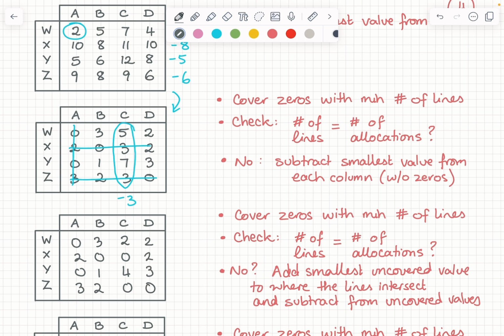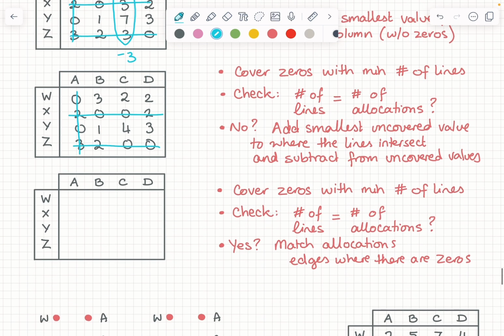Now let's try again with our lines. Let's put this vertical line, let's do that one there, that one there. We still only have 3 lines, so we have to keep going. Our next step is going to look at all the numbers that don't have a line through them. No matter how you've drawn the line, this will work. The lowest value there is 1.